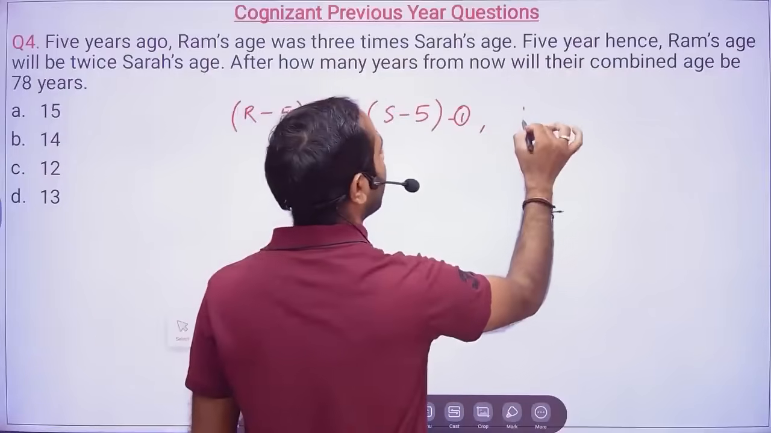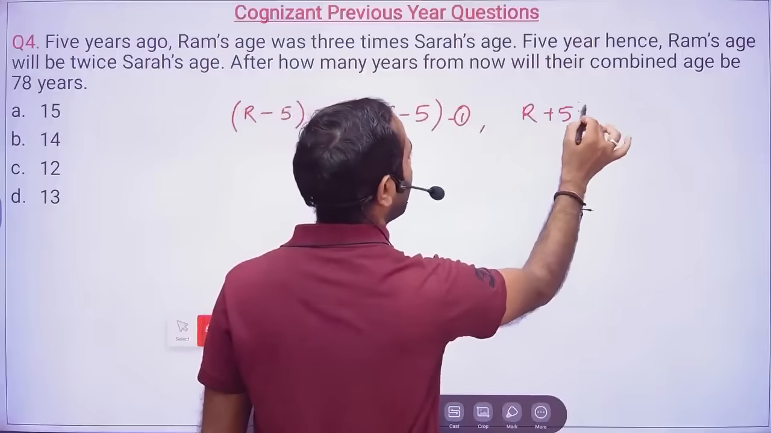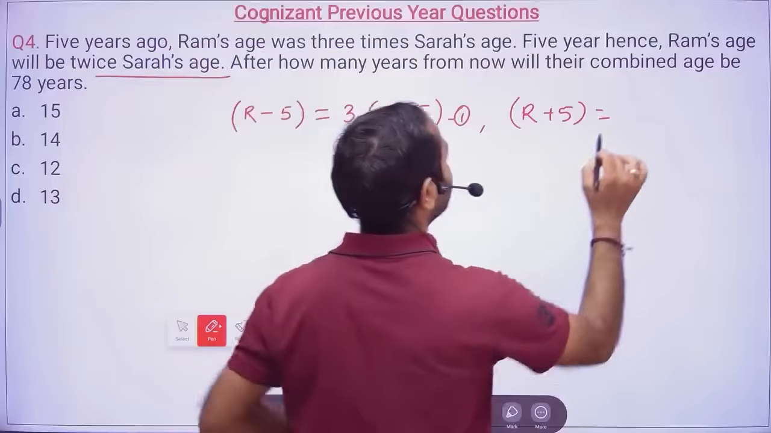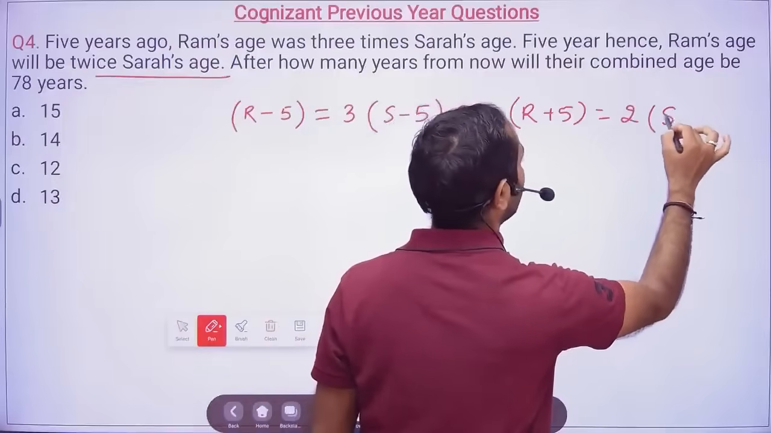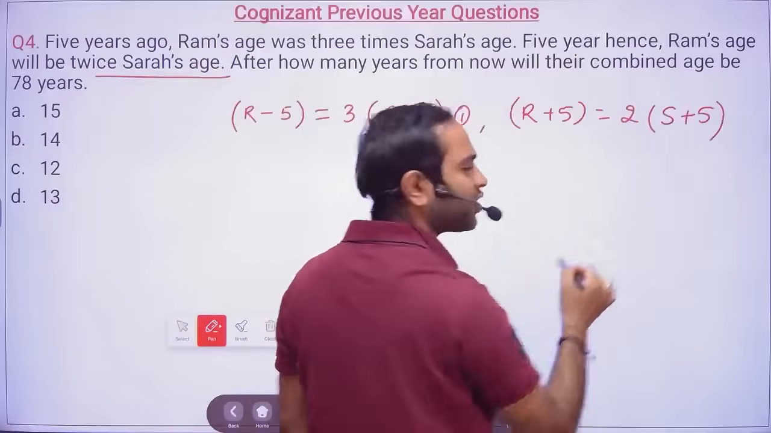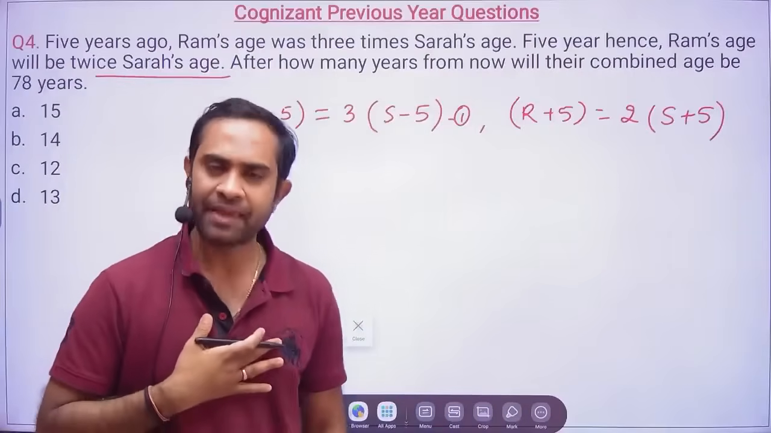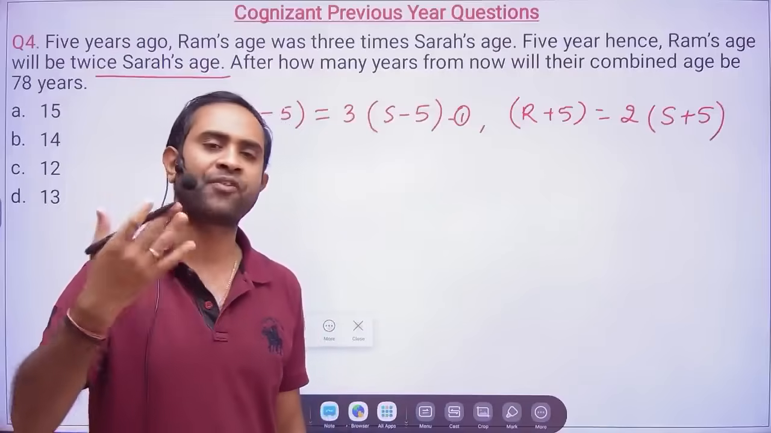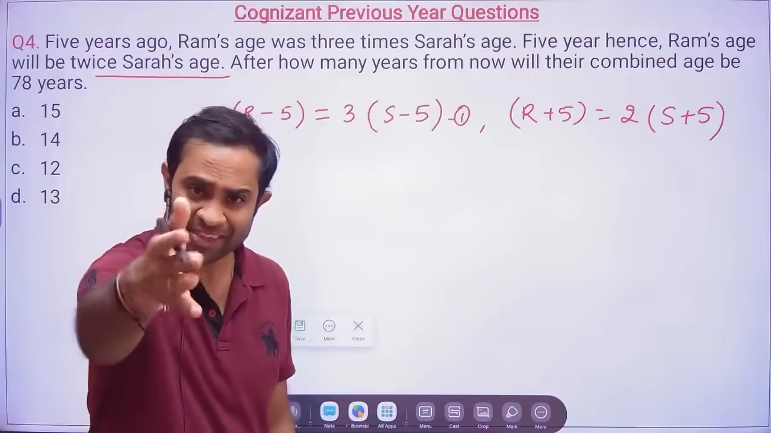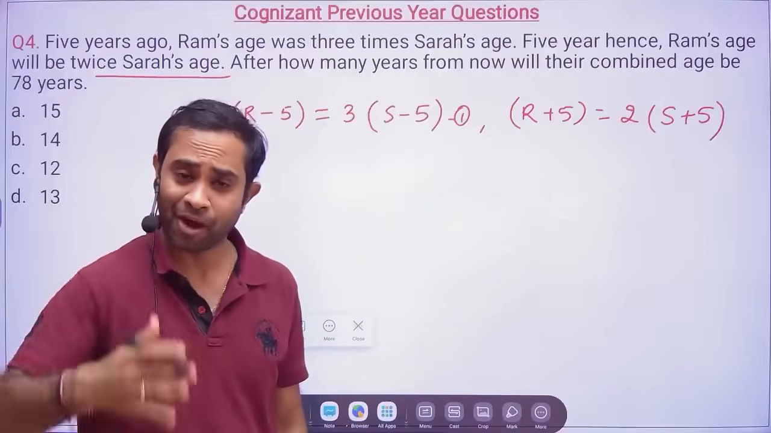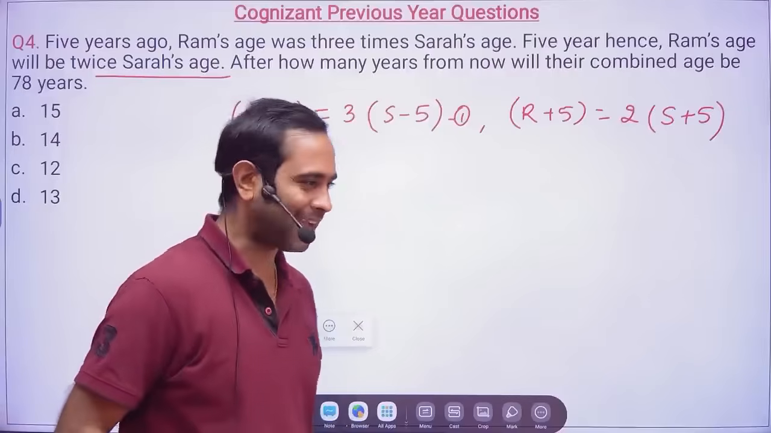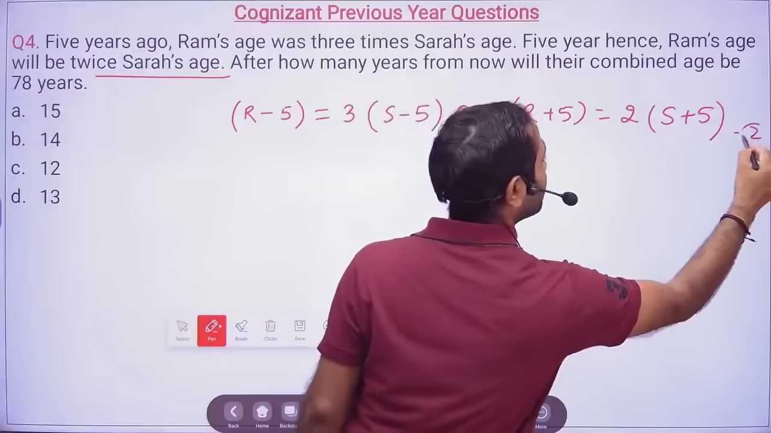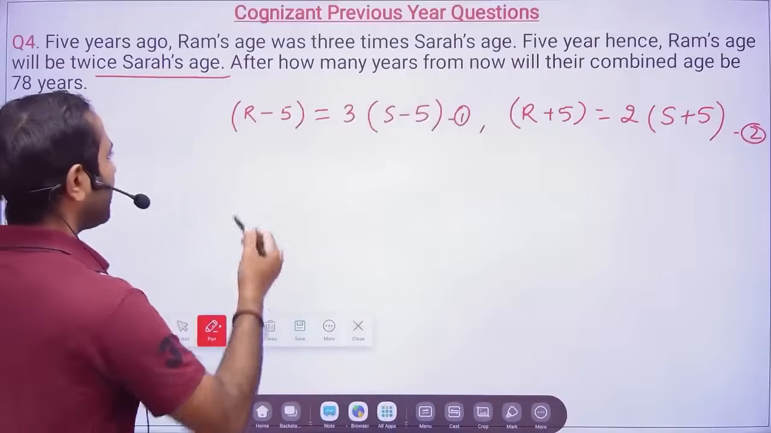Then 5 years hence, Ram's age is equal to twice the age of Sarah. So twice the age of Sarah, which 5 years later will be S plus 5. See, if 5 years later, today my age is 30, after 5 years I will become 35. Your age will also increase by 5, no? Or you will be same only. Correct? Okay. This is my equation 2. Very good. Now let us solve this.